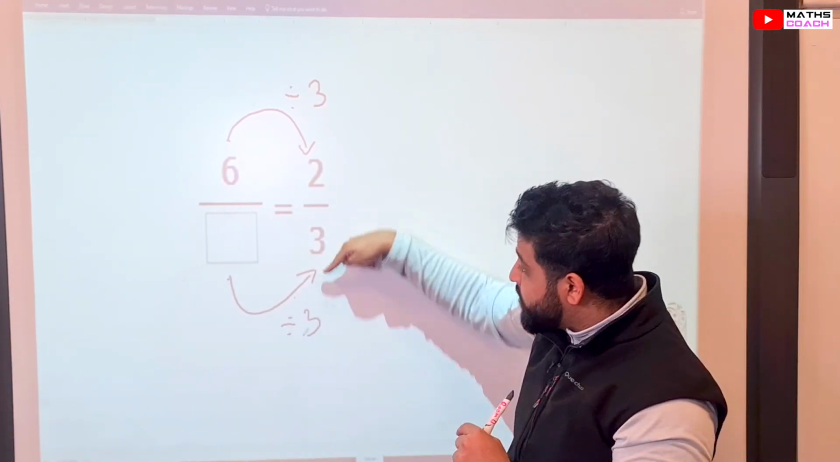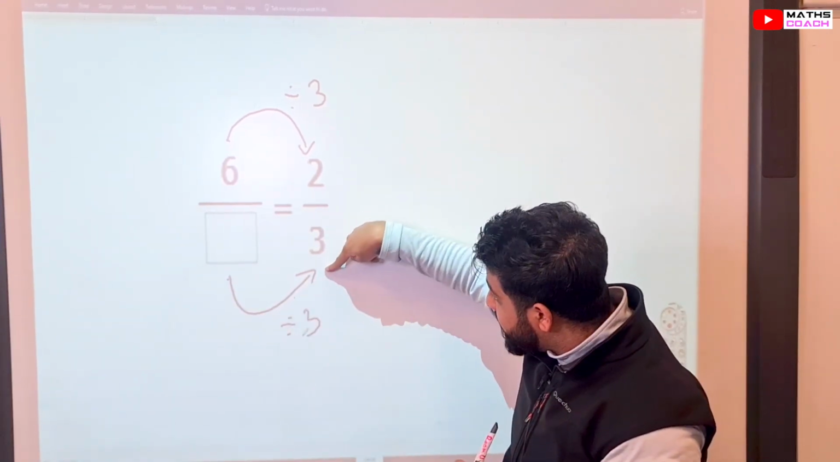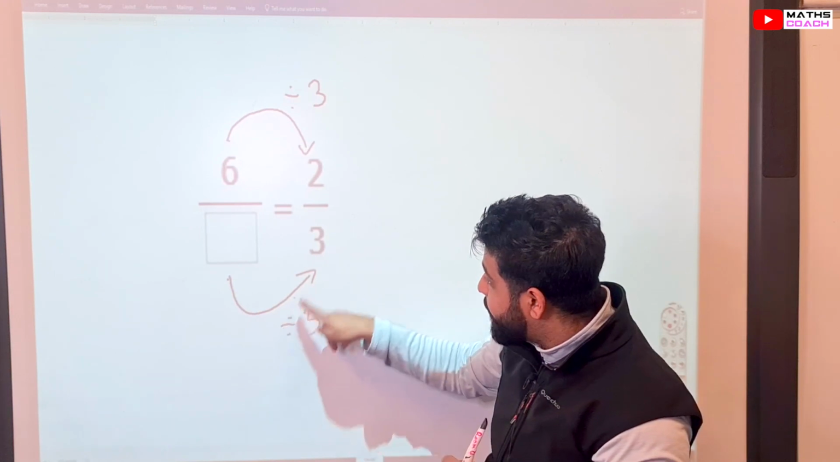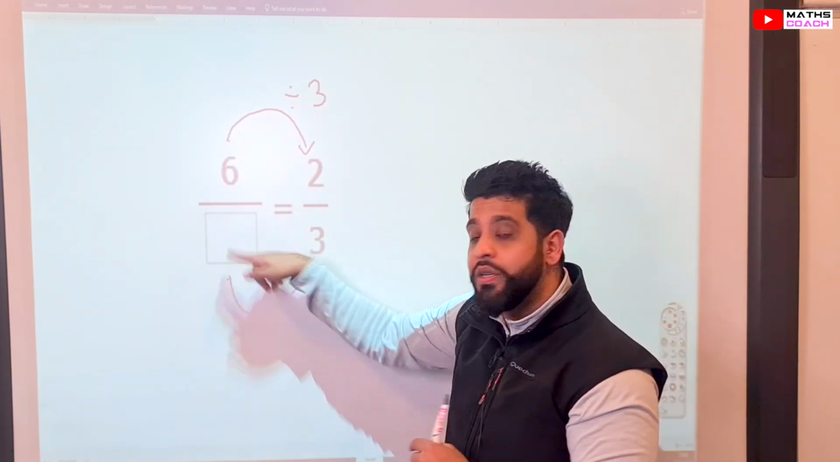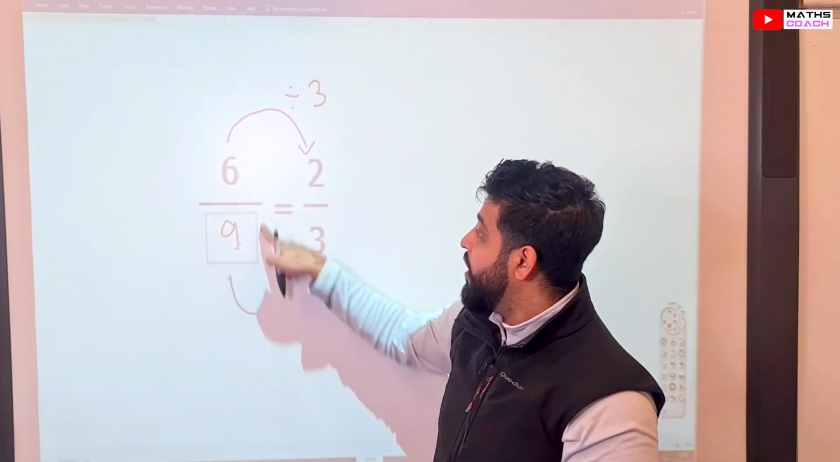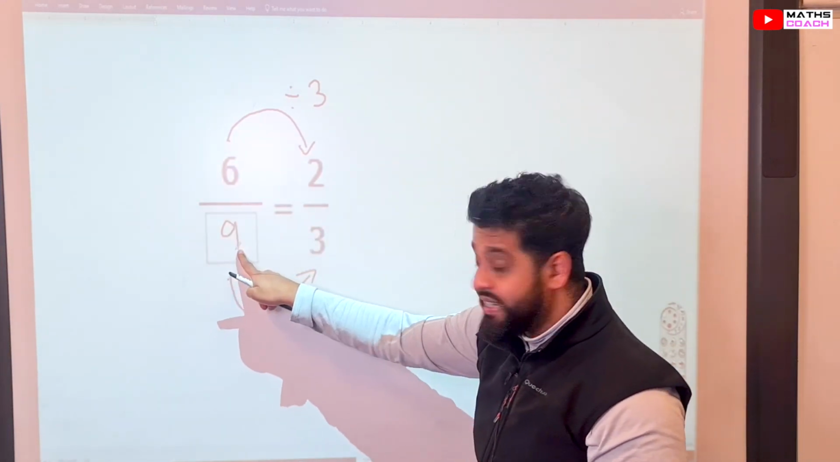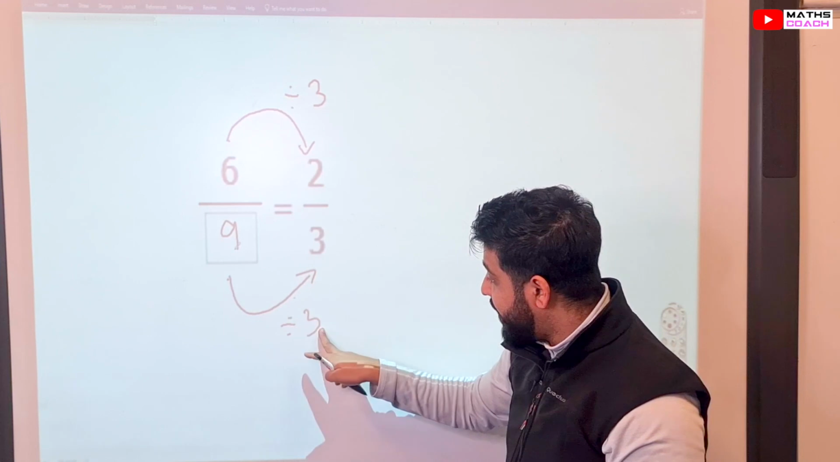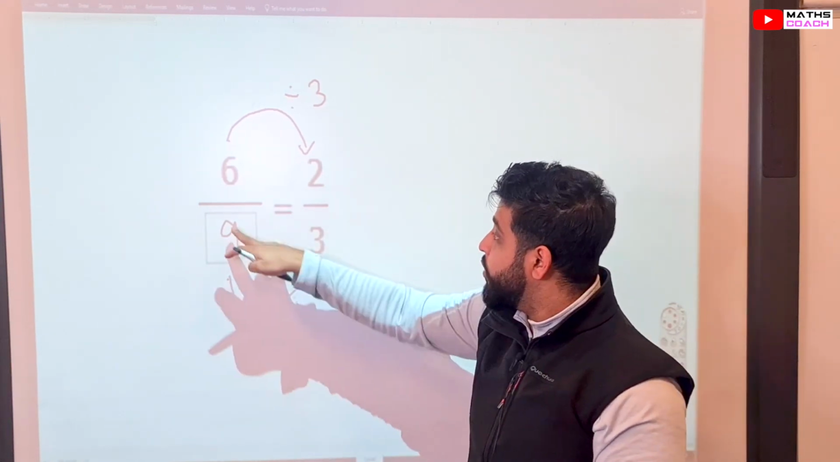To go backwards, we can just go backwards by multiplying by 3. So 3 times 3 is equal to 9, and therefore 9 would be the denominator for this fraction. Because 9, now watch this, 9 divided by 3 is 3. So it works both ways.